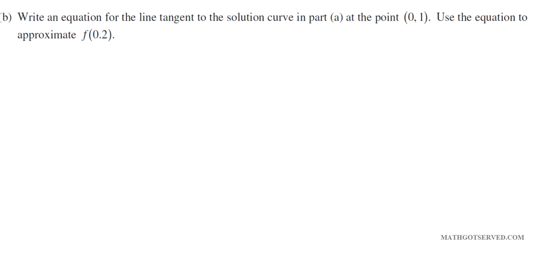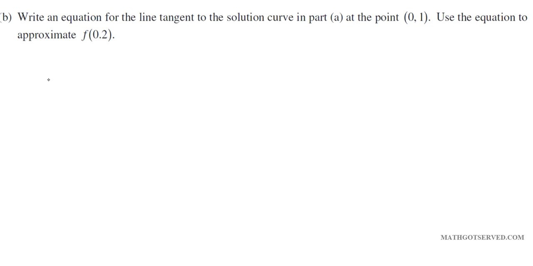All right, so for part B, we have to write an equation for the tangent line to the solution curve in part A at the point (0, 1), and then use the equation to approximate f(0.2). Whenever you see any question asking about tangent lines and approximations with your tangent line, immediately think point-slope form of the equation of the line, basic algebra 1.